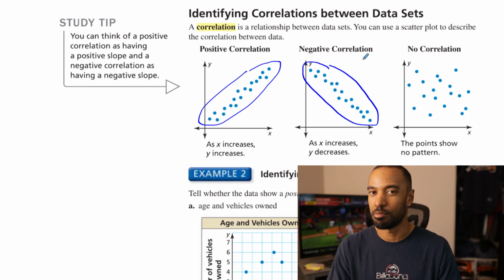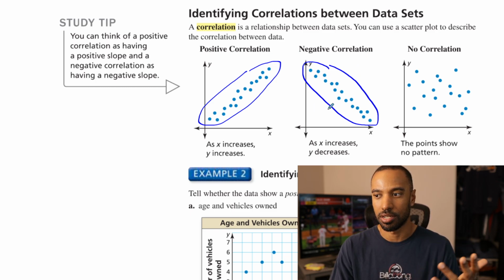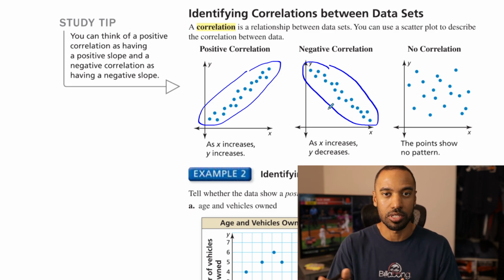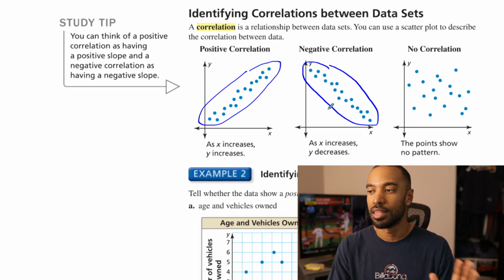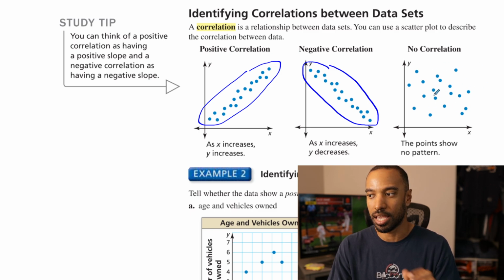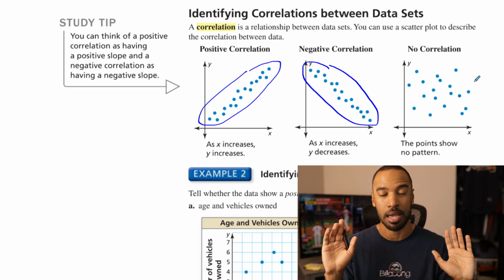And I say this a lot. Negative doesn't mean bad. It's just the negative slope. Y goes down as X goes right. That's all that we're thinking of there. And this is no correlation. There's nothing really that you're seeing as some sort of trend, or if there's a correlation, it's absolutely weak.